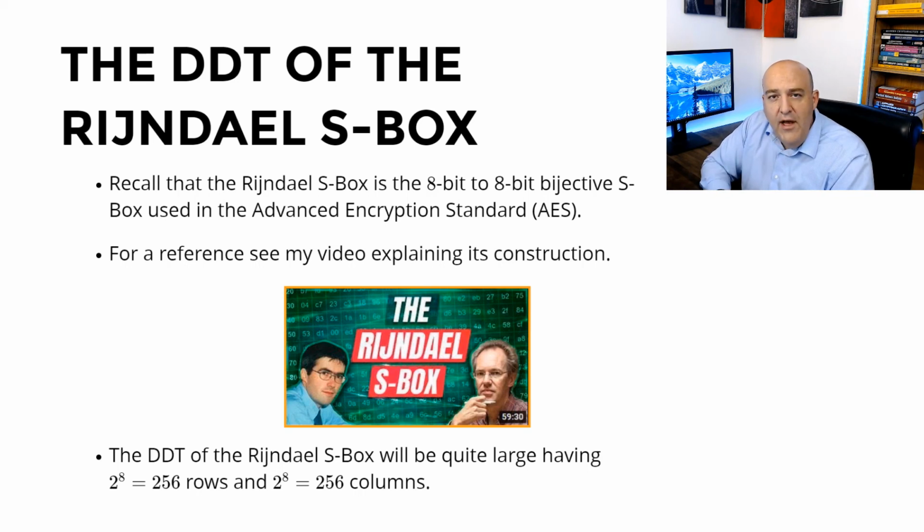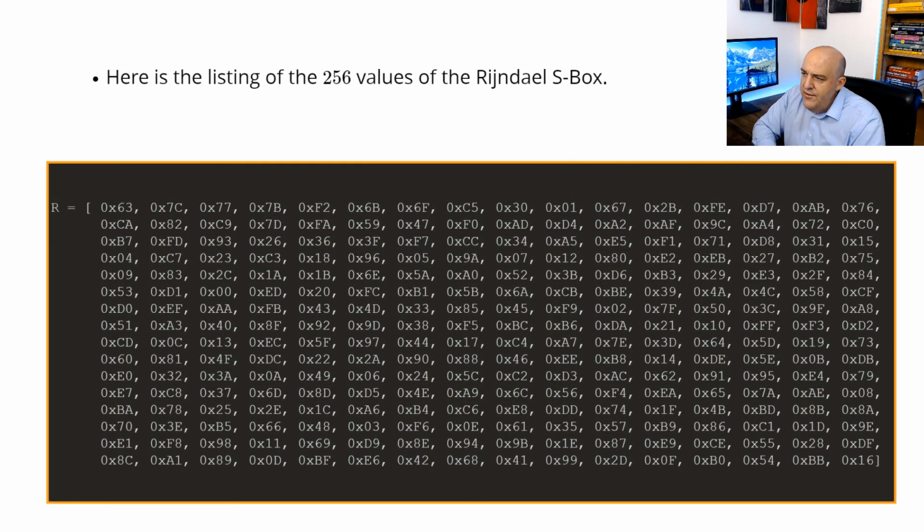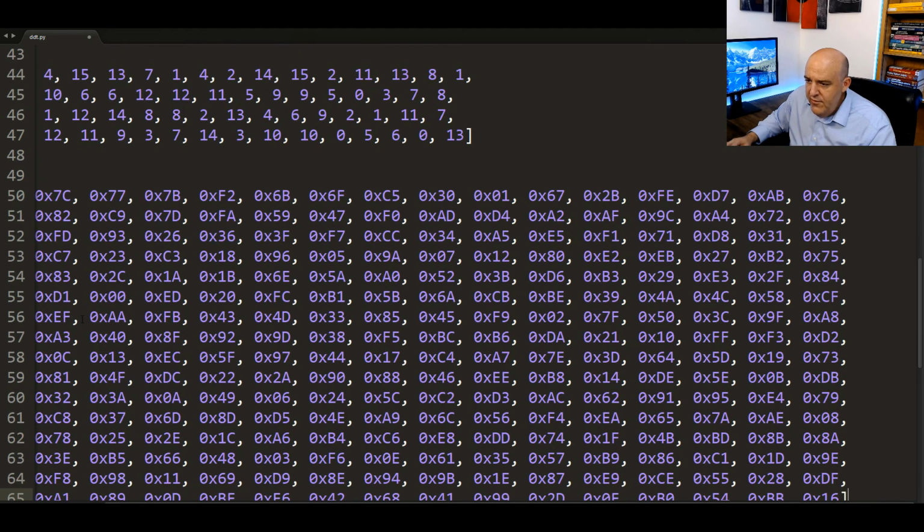So printing that out to the console would be too hard to read, and we'll want to use that function which prints it out to a text file. So here's the listing of the 256 values of the Rijndael S-Box. Now, it's obvious, but I'll just say it anyways, this is not the DDT. This is just the listing of the outputs of the S-Box, which will be a function parameter when we call the Ddt function. Let's paste those in here.